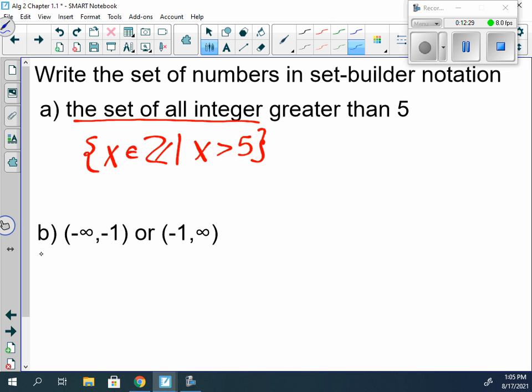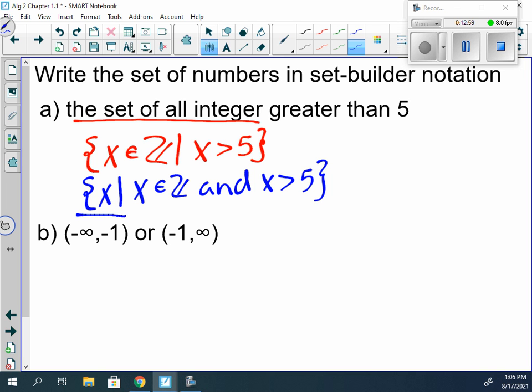Now, the textbook will say: for all real numbers x such that x is an element of the integers and x is greater than 5. It doesn't change anything. It's the exact same thing. I think the reason they're sticking with this is because it's leaving this part the same every single time. You're just going to stick with that and then add the clarifications and details on the other side.